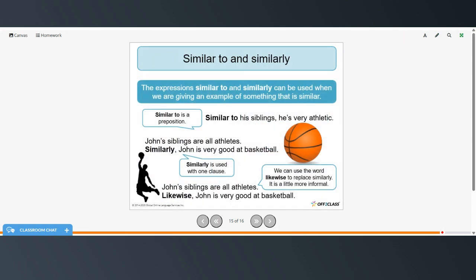The expressions similar to and similarly can be used when we are giving an example of something that is similar. Similar to is a preposition. Similar to his siblings, he's very athletic. Similarly is used with one clause. John's siblings are all athletes. Similarly, John is very good at basketball. And we can use the word likewise to replace similarly, and it's a little more informal. John's siblings are all athletes. Likewise, John is very good at basketball.